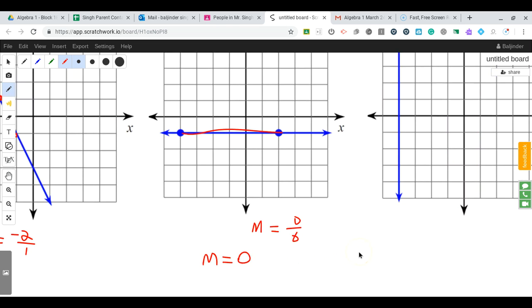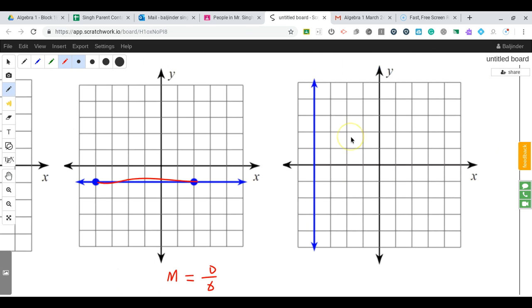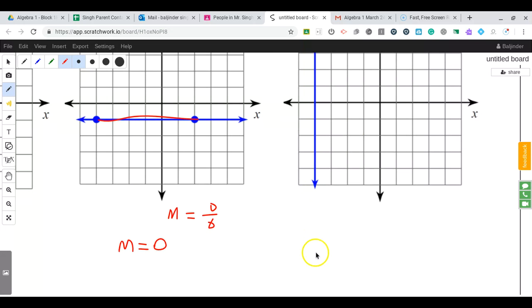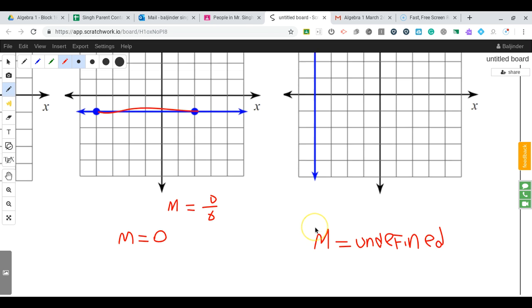Okay. Last, this example is a slope where you have a vertical line, and if you remember, a vertical line doesn't have a slope; it's undefined. So we can say the slope is undefined. Okay, it's really hard to write. Undefined.